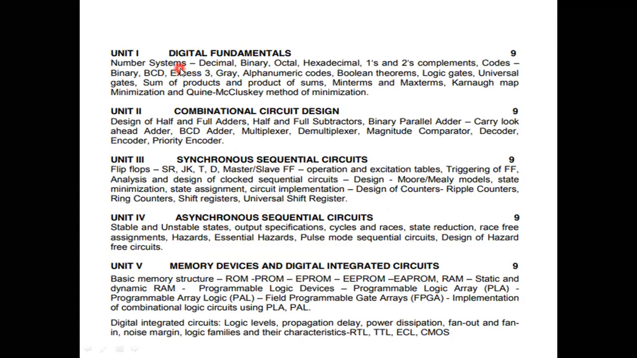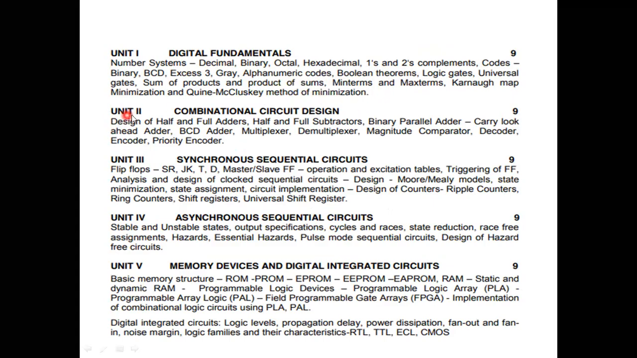Now the syllabus of our digital electronics. In Unit 1, we will see the digital fundamentals, starting basically from number systems, ones complement, twos complement, various types of coding techniques, followed by Boolean theorems. Then we will discuss logic gates, then sum of products and product of sums terms, followed by K-map and the Quine-McCluskey method of minimization.